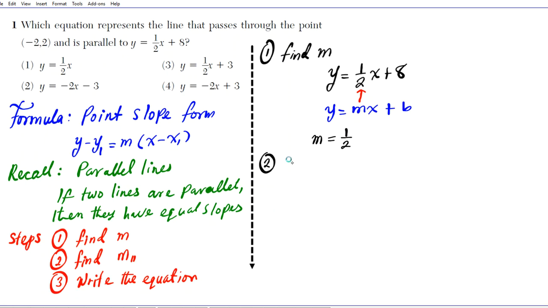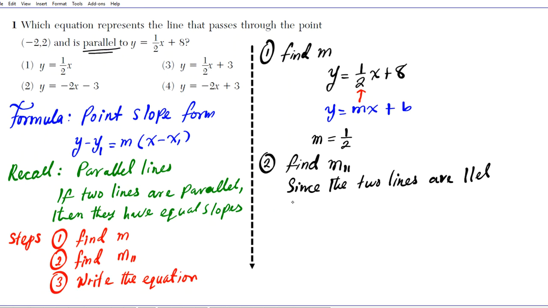Next, we need to find the slope of the line parallel to this line. It's indicated here that the line that goes through this point is parallel to this line. So what's that slope? Well, since the two lines are parallel, it follows that the slope of the first line is going to be equal to the slope of the second line. So the slope of the parallel line is going to be 1/2 also.